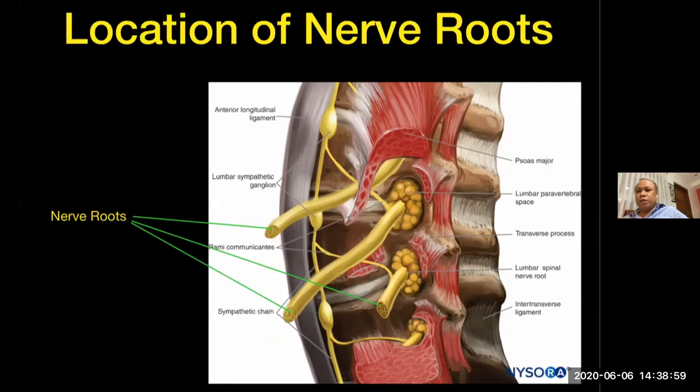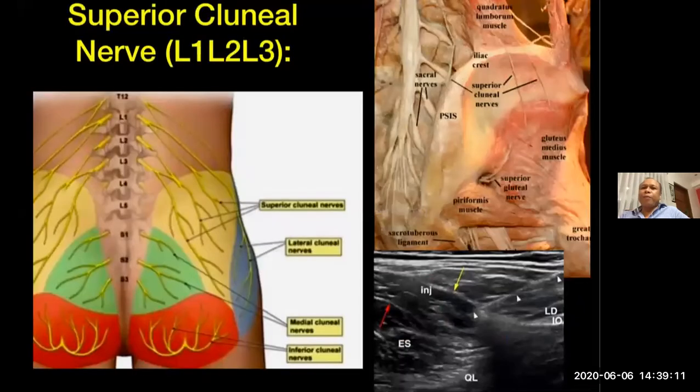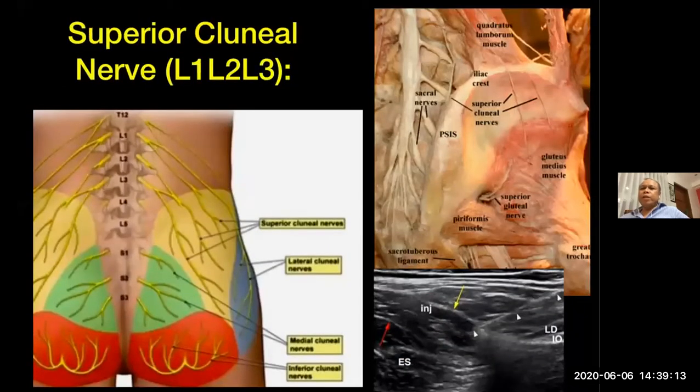And of course, if you think about the facet joints, it is innervated by the level where it exists and the level that is above it, the descending medial branch. Now, the other cause of back pain that we sometimes overlook is the superior cluneal nerve.